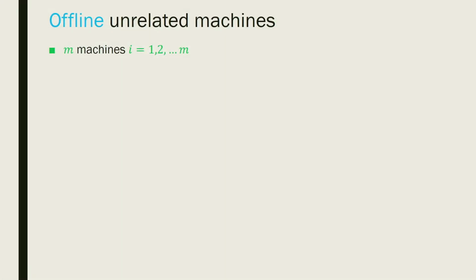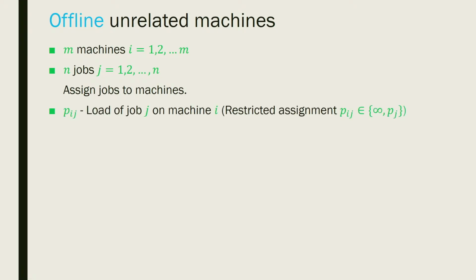Let me start with the offline problem, and then I'll continue with the problem that I'm looking at. So we have m parallel machines. We have n jobs. And we need to assign the jobs to the machines. But the machines are unrelated, which means that each job on each machine has a different load. One machine is good in memory, one in CPU, one in bandwidth, and so forth. So these are the unrelated machines.